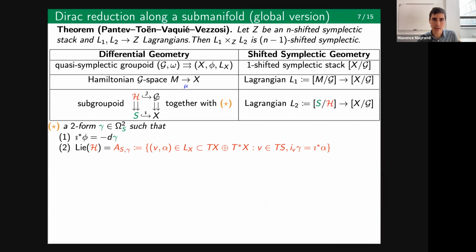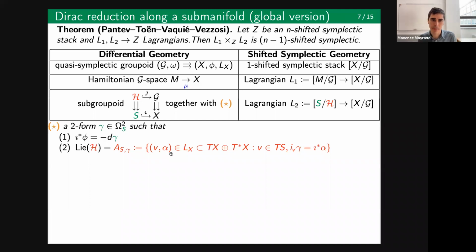The Lie algebroid of G integrates this Dirac structure Lx, which is a Lie algebroid. And this Lie algebroid is completely determined by S and gamma. It's the set of pairs (V, alpha) in the Dirac structure such that V is tangent to S, and the interior product of V with gamma gives a one form on S, while alpha pulled back to S gives another one form, and these two have to be equal. So that's a canonical subset of the Dirac structure induced by this choice of S and gamma.